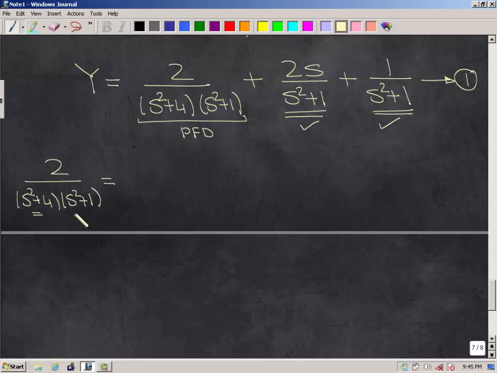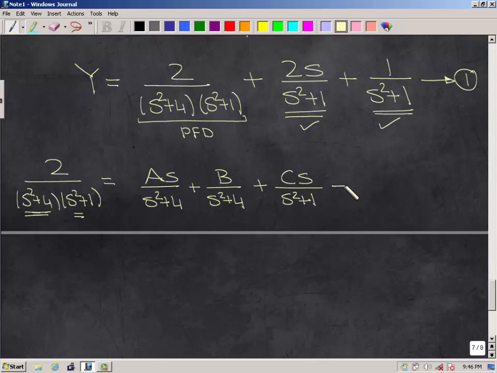Now these are purely complex quadratics. The way we break them up, if you recall, is we would normally write As plus B over s squared plus 4, but it's better to split up the numerator right away, so that's what I'm going to do. I'm going to get As over s squared plus 4 plus B over s squared plus 4. That takes care of this one. Same thing for the next one, so we get Cs over s squared plus 1 plus D over s squared plus 1.